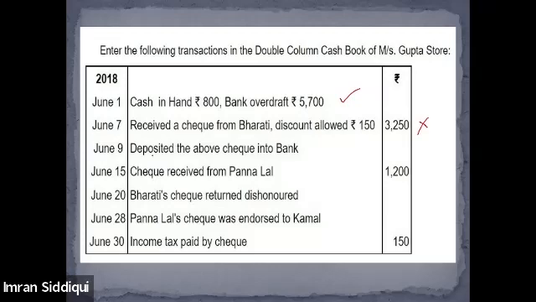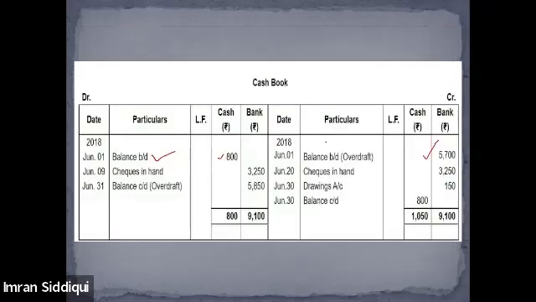Anyway, moving to the 9th of June, it says deposited the above check into bank. Now this check is being deposited into bank, so this needs to be recorded in the cash book on the debit side. We'll write this as to check in hand, or we can also write to Bharti 3250. We have received this value of check from Bharti. This will be recorded in the bank column, debit side in the cash book.